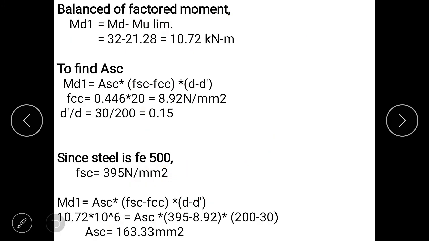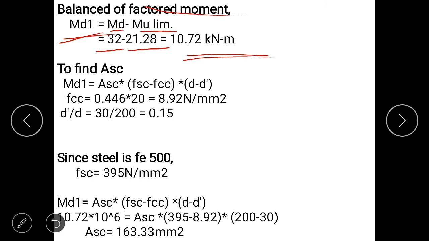Now we have to balance the factored moment. So we have to find Md1. How to calculate Md1? Md minus Mu limiting. Md is 32, already given. Mu limiting we calculated, 21.28. So 32 minus 21.28. So our Md1 is 10.72 kilonewton meter. Okay, by using Ast1 and Md1, we find Asc and total Ast.